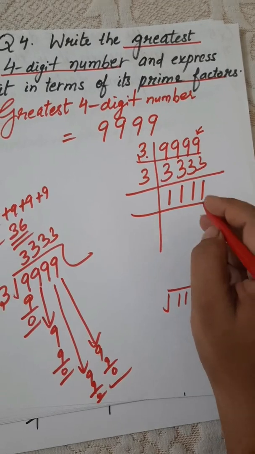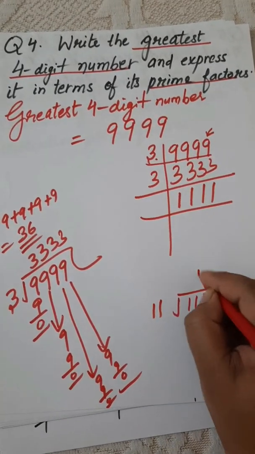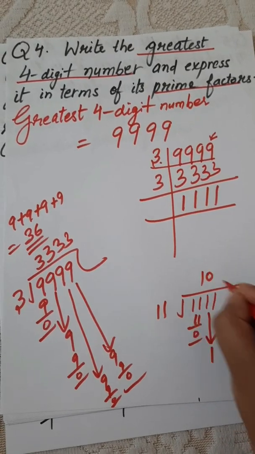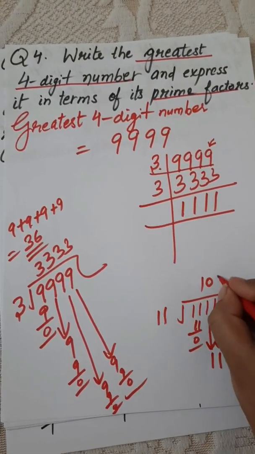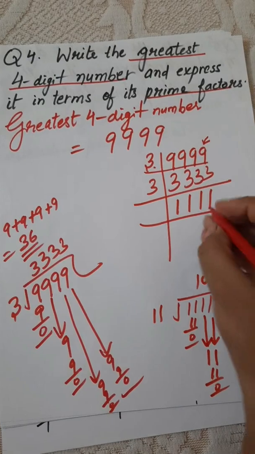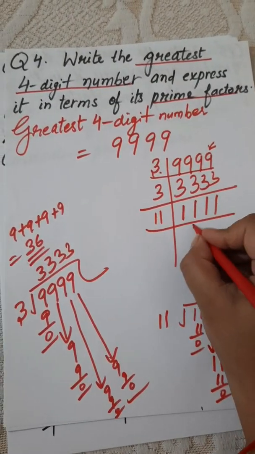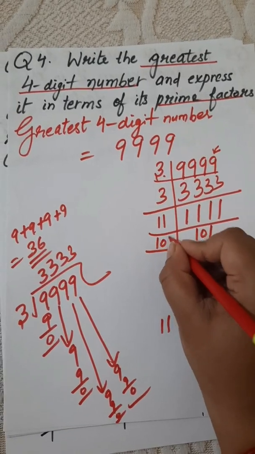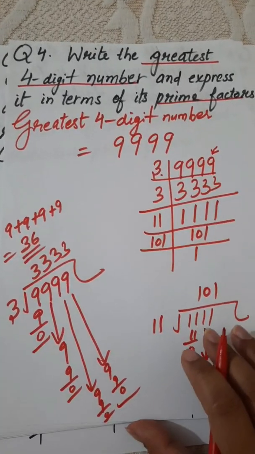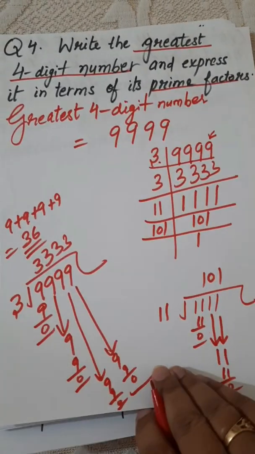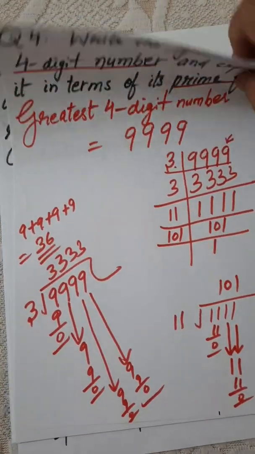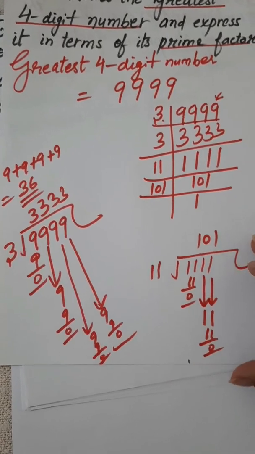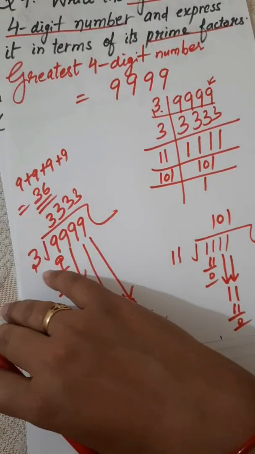Then after that we have 11. So let's check with 11. 11 ones are 11. Now I have 1. Take 0. Then again I will get 1. So 11 ones are 11. So here after dividing, I will get 101, and 101 is a prime number, so 101 divided by 1. So this is the prime factorization, but the question is you have to express it in terms of its prime factors. So what will I write?